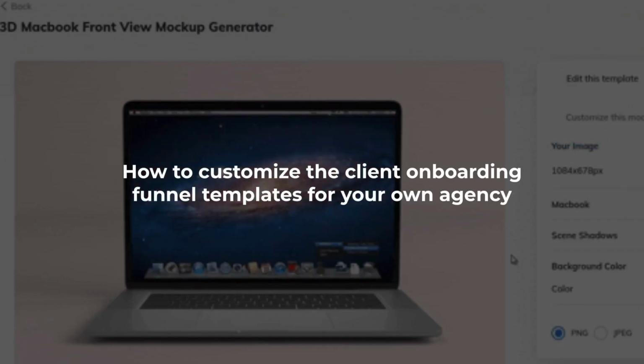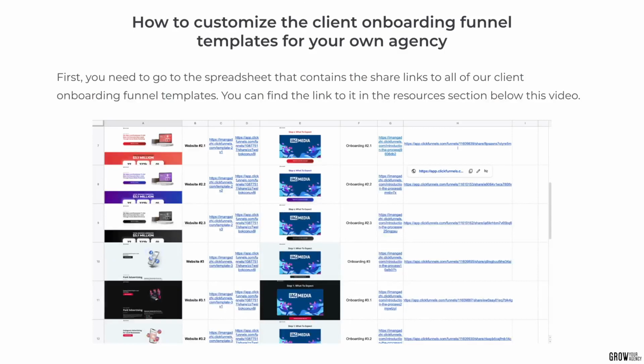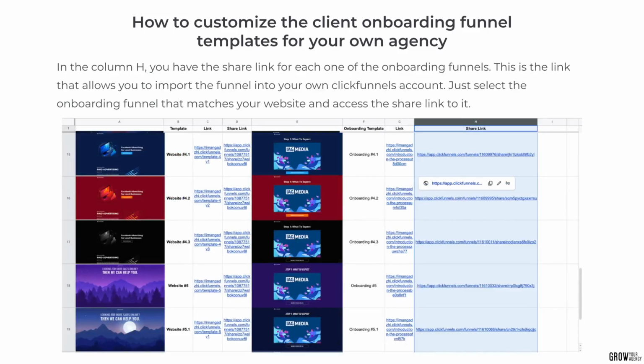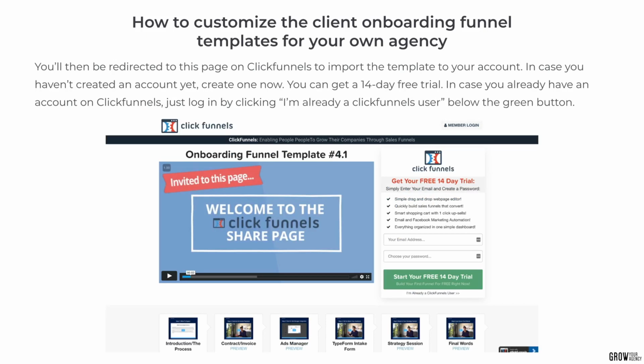So let's talk about how to customize the client onboarding funnel templates for your own agency. First, you need to go to the spreadsheet that contains the share links to all of our client onboarding funnel templates, and you can find the link to that in the resources section below this video. Now in column H, you can use the share link for each one of the onboarding funnels. Now this is a link that allows you to import the funnel into your own ClickFunnels account. So just select the onboarding funnel that matches your website and access the share link to it. Then you'll be redirected to this page on ClickFunnels to import the template to your account.